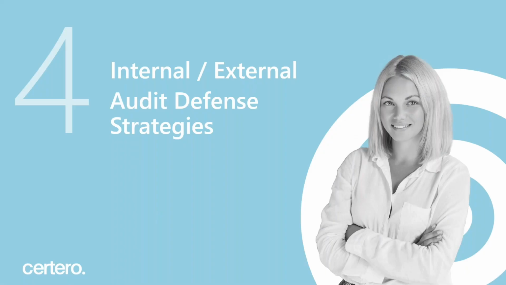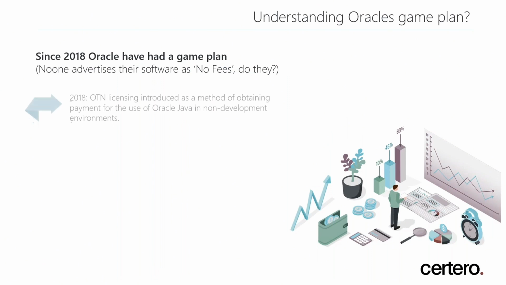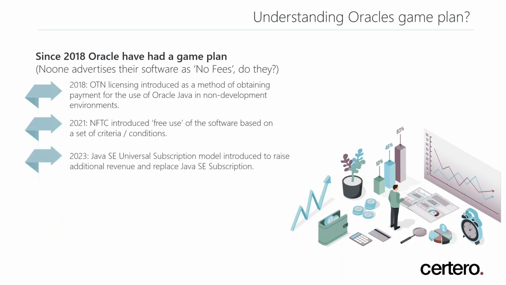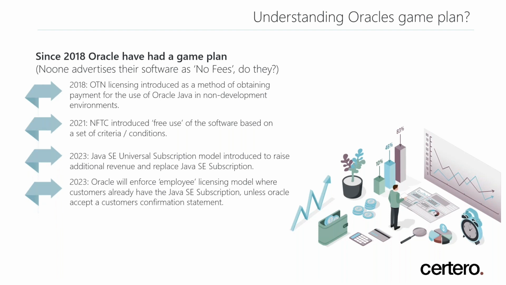Okay, internal and external audit defense strategies. So 2018, it's been a game plan for Oracle where we'll start you off free and then we'll hopefully get some money off you. So that's why they brought the OTN licensing in. As we said, 2021 introduced no fees, free use, but there was some set criteria. Then they've brought in the universal subscription, which has now meant that some customers could pay up to 15 times what they would have done under the old SE model.